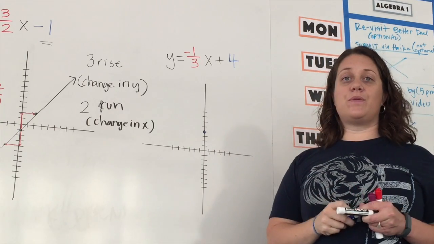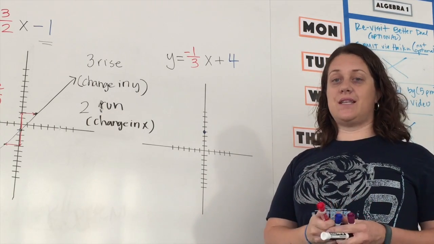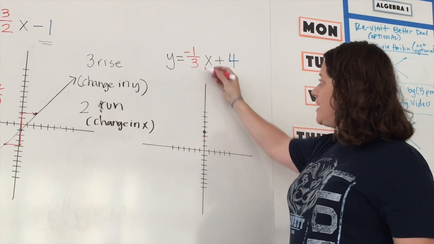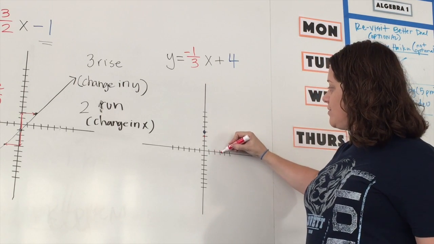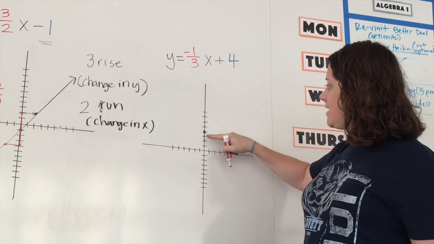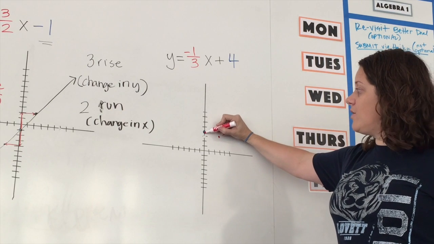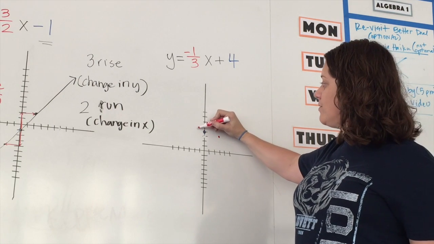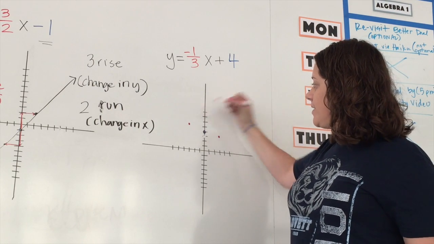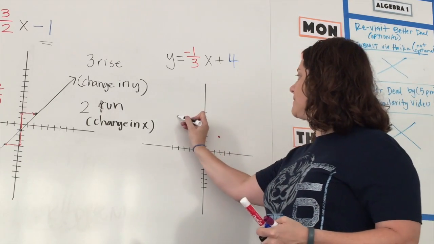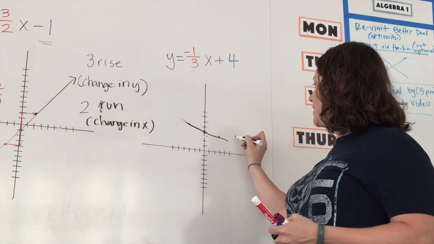Now my slope is down 1 because it's negative. So I'm going to go down 1 and then over 3: 1, 2, 3. My point is going to be right here. Now to go in the other direction, I can go up 1 and over 1, 2, 3, and plot my point right there. Now I can just connect the points, as straight as I can.